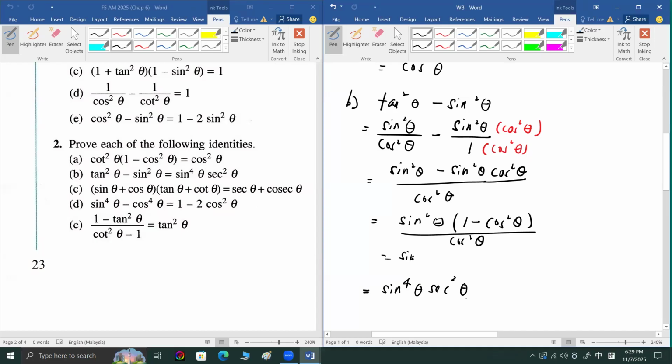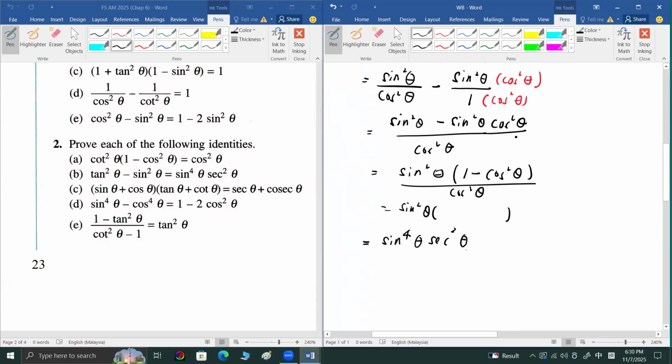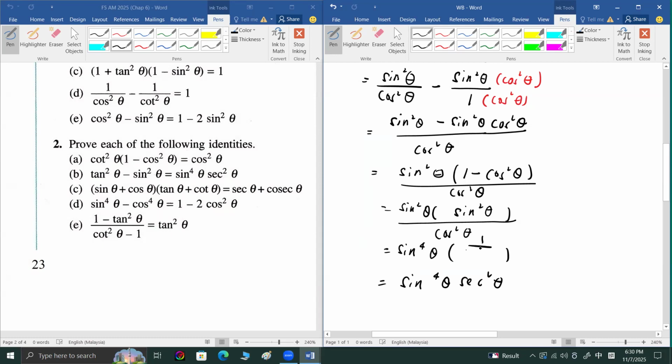So we see sine square theta. Again, class, 1 minus cos, formula number 5. 1 minus cos, we got sine square theta. So here I got sine square theta per cos square theta. So here the question asks is sine power 4 theta secant square theta. Now you see sine square and sine square, so I write sine power 4 theta. And here I write it separately, 1 per cos square theta, where 1 per cos square is secant square. Then again, I prove the answer. Okay, can follow?